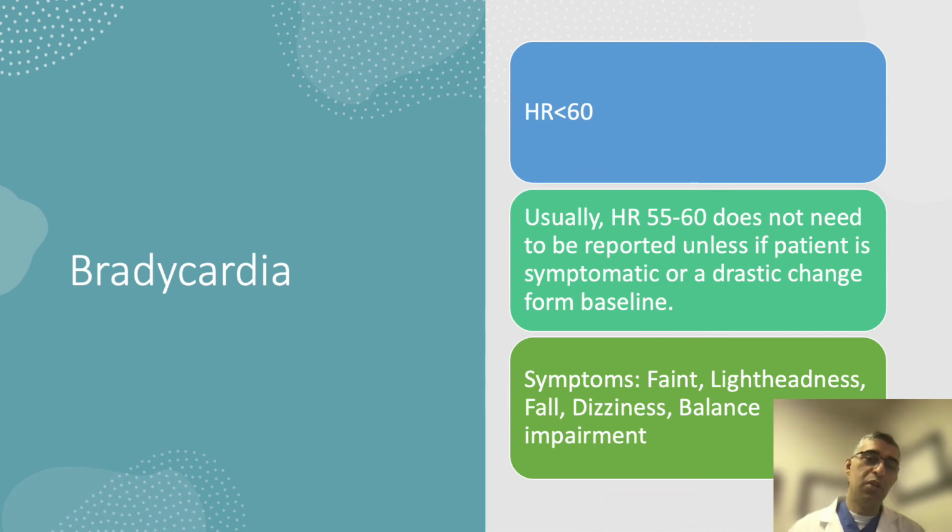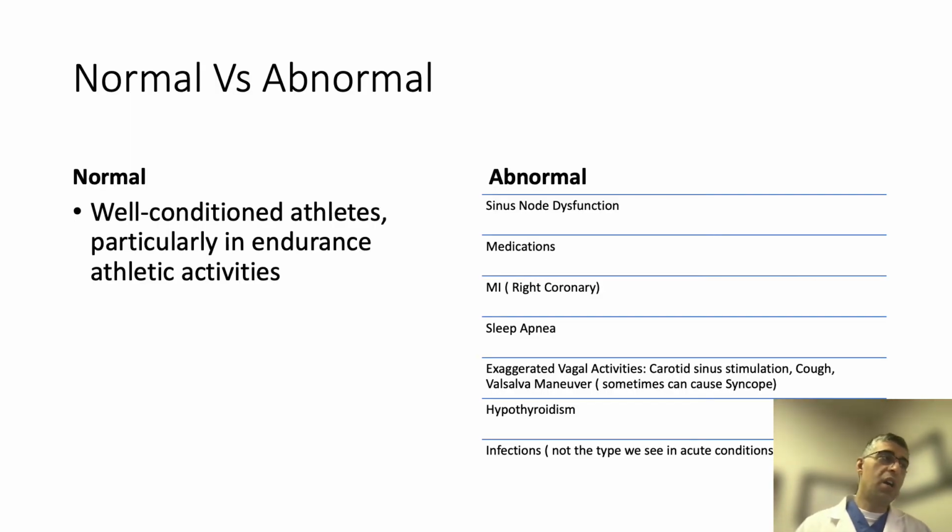But most of the time, the only time you need to report a slow heart rate is when it's associated with symptoms. Fainting, lightheadedness, a fall, feeling dizzy, a balance problem. These are the main symptoms related to bradycardia. Now, when we talk about bradycardia, what is normal and what is abnormal? Normal bradycardia is in well-conditioned athletes, especially runners, who can have a very slow heart rate at sleep time, which is very healthy.